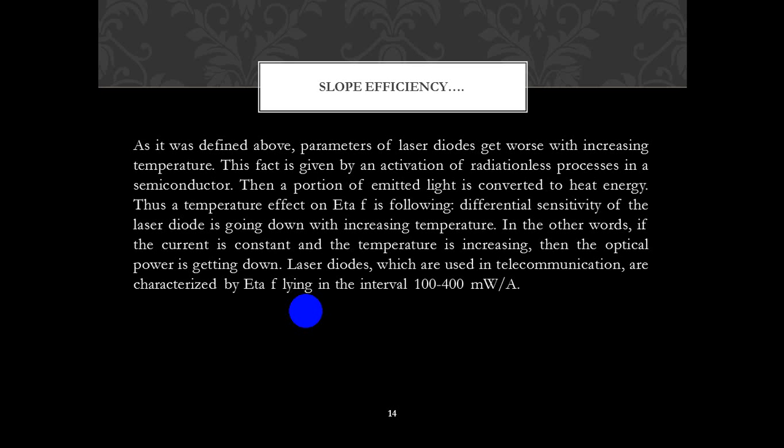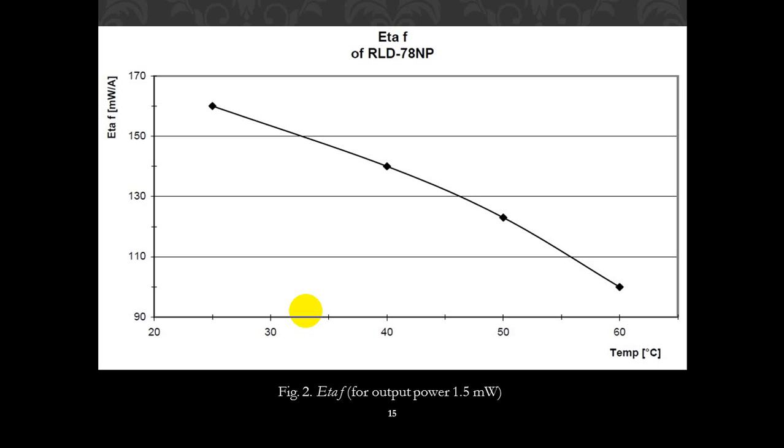In other words, if the current is constant and the temperature is increasing, then the optical power is getting down. Laser diodes which are used in telecommunications are characterized by eta lying in the interval of 100 to 400 milliwatts per ampere. This is a graph which shows the variations of eta with respect to temperature.